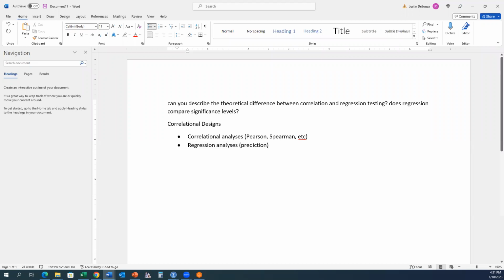Okay, so for a correlational analysis, like a Pearson or a Spearman, I mentioned earlier, you don't have to have independent and dependent variables. You just need variables of interest. And it's telling you the two-way association between your factors. When you do regression analyses, you need to have a clear independent and dependent variable. You need to know, does variable A predict variable B, essentially? Does that make sense?